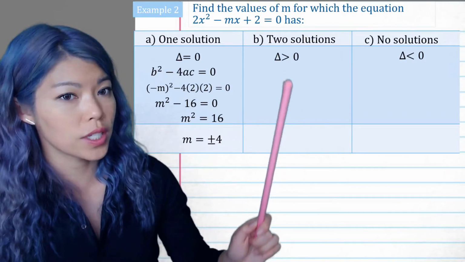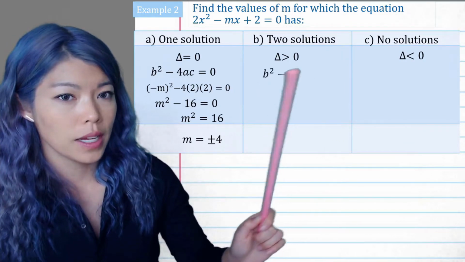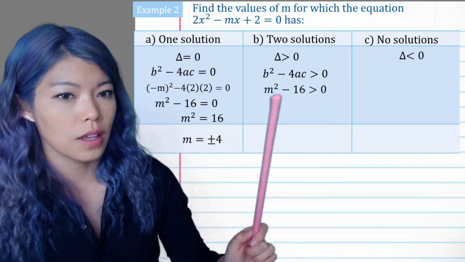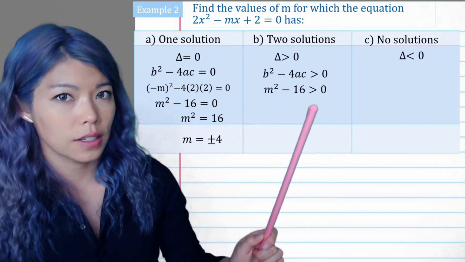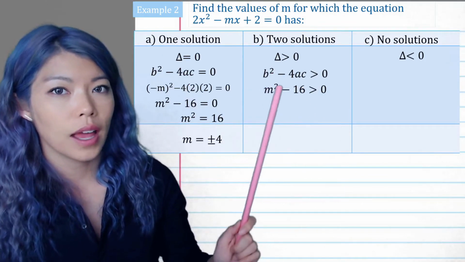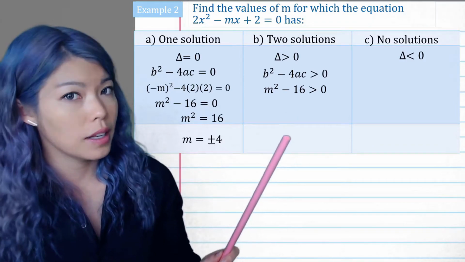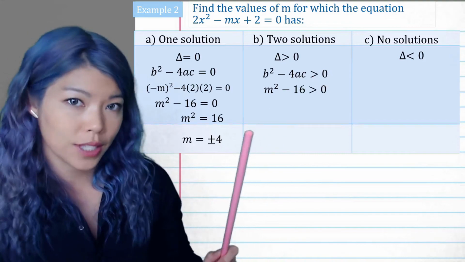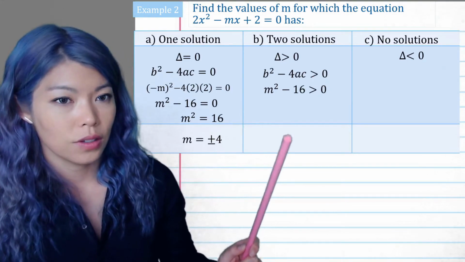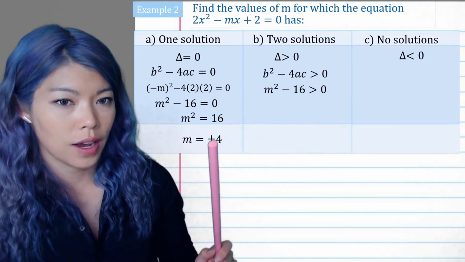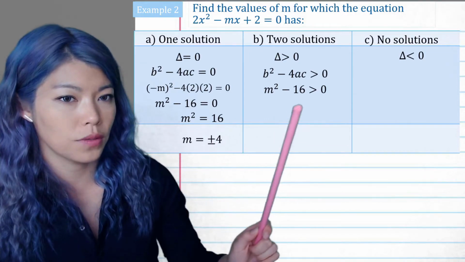For two solutions, it's a little bit trickier. We plug in the same values, but this time we're looking for greater than 0. That means we're solving an inequality. If you've forgotten how to solve an inequality or need a little revision, click on the little i and it'll take you to that video. To solve the inequality, we have to find the intercepts, so plus 4 and minus 4, it's the same.